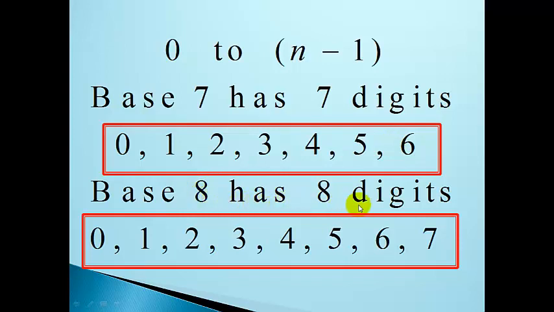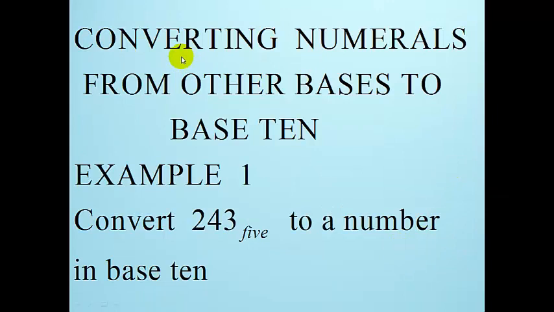Now base 8 has 8 digits, starting from 0 to n minus 1, that is 7. So we have 0, 1, 2, 3, 4, 5, 6, 7. Now let's look at how we can convert numerals from other bases to base 10.